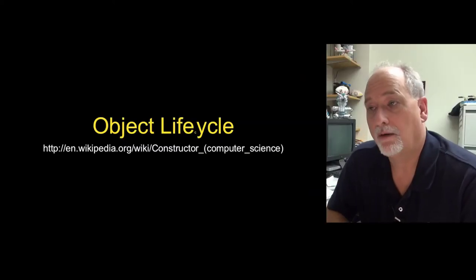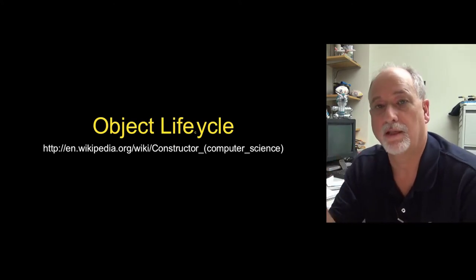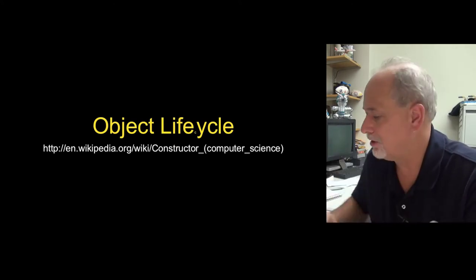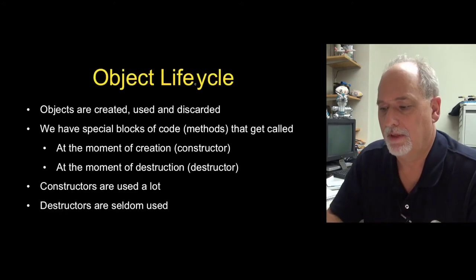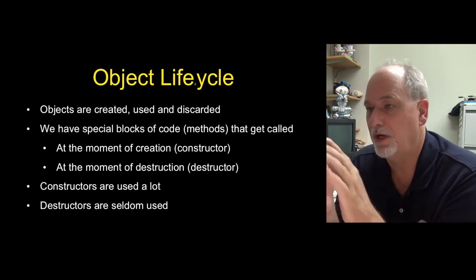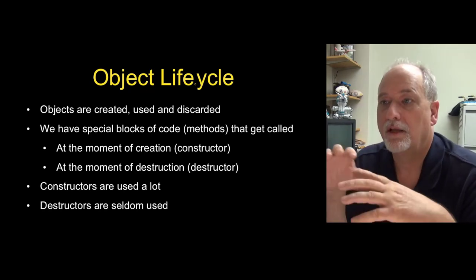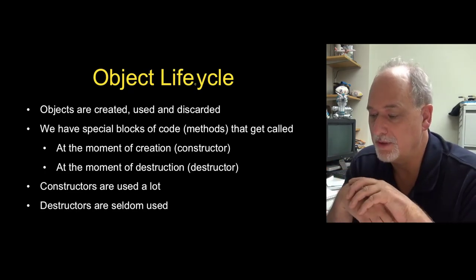Now I'm going to talk a little bit about object lifecycle. And what we mean by object lifecycle is the act of creating and destroying these objects. And I've been using this term constructor already. And so when we declare a variable, whether it's a string or a dictionary or a party animal, we create them and then they're discarded. And there's all this dynamic memory that comes and goes.